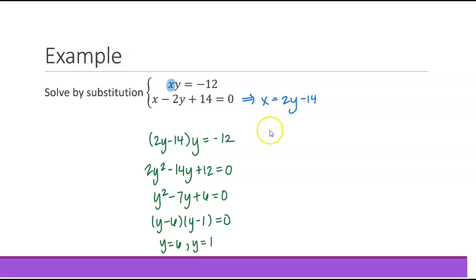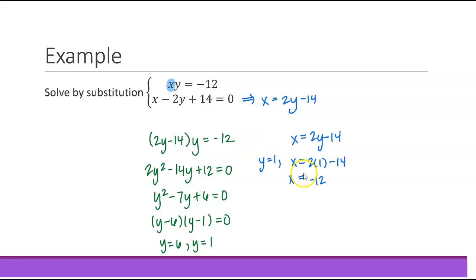It's already solved for x. So let's go ahead and do that, right? We're going to plug y equals 1 into x equals 2y minus 14. So x is equal to 2 times 1 minus 14, so we get negative 12 for x.